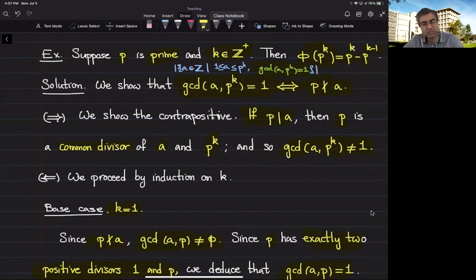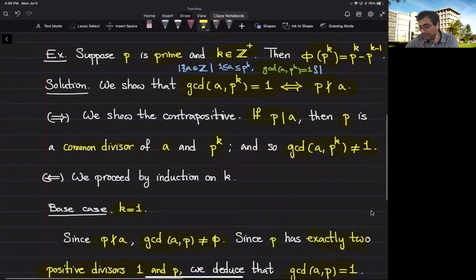But here we are not assuming uniqueness of prime factorization, so we cannot simply use that result. Instead, we are going to use Euclid's lemma, which is essentially behind the proof of the unique factorization result. Okay, so let's try to show this statement that the greatest common divisor of a and a positive power of a prime number p is 1 if and only if p doesn't divide a.